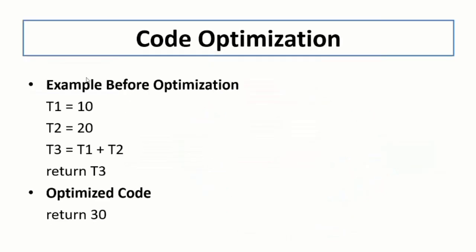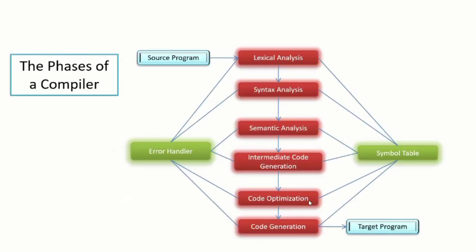In this code optimization example, before optimization, the value 10 is assigned to temporary variable T1, and 20 is assigned to T2. After that, evaluate T1 plus T2 and assign it to T3. Finally, it returns T3. So in this code, after the optimization, you will get return 30. Code optimization means you are going to reduce the code, and it improves the performance by reducing execution time and memory usage. And the last one, the code generation phase, converts intermediate code into target machine code.